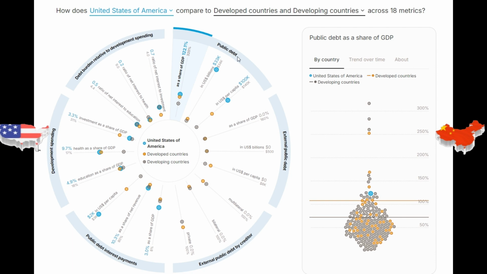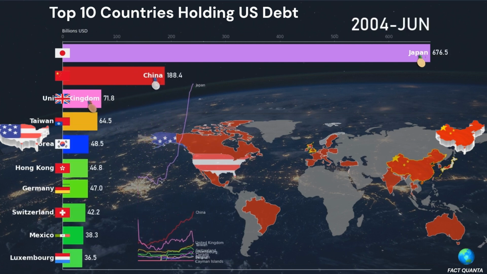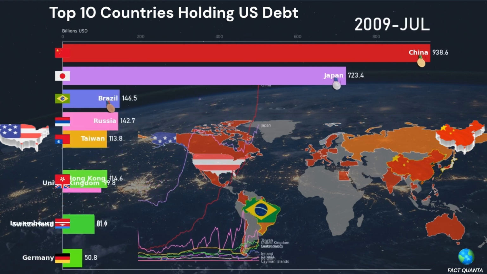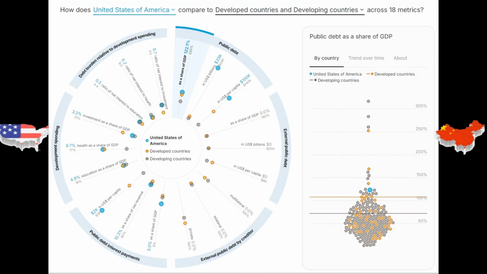So, what exactly is public debt? Also called government or national debt, it's the total amount a government owes to external creditors, whether individuals, businesses, or other nations. I've also created a separate video diving into the top countries holding U.S. debt. If you're curious, you can find the link in the description below. Now, let's get back to today's topic.